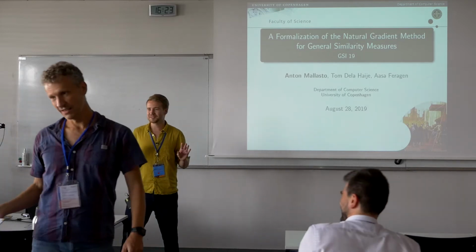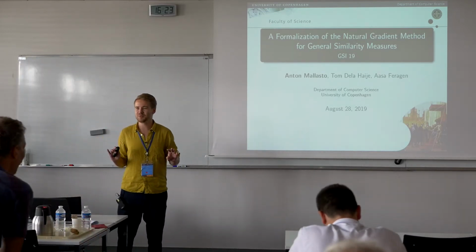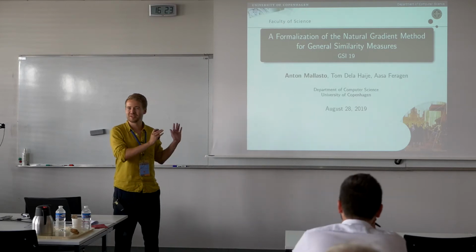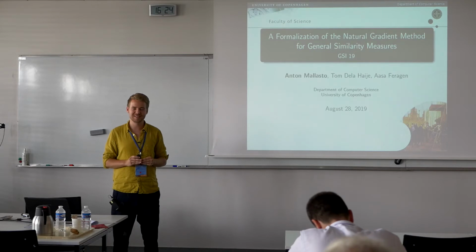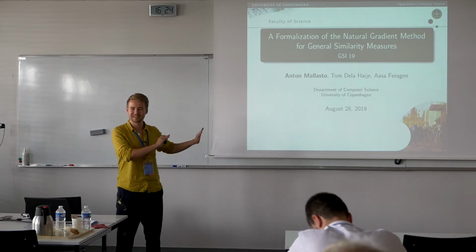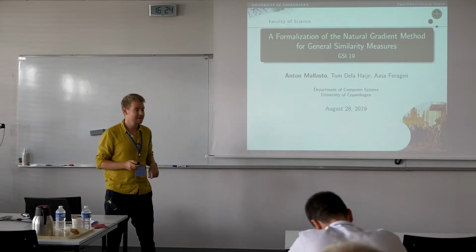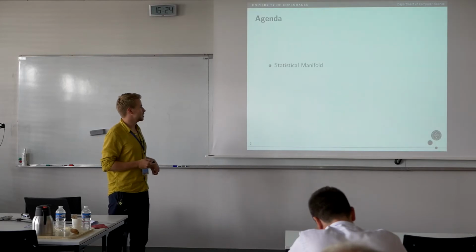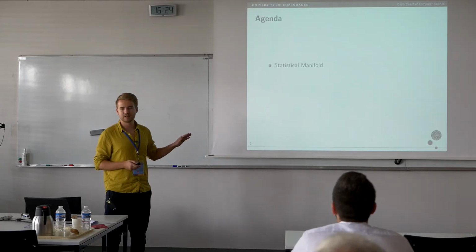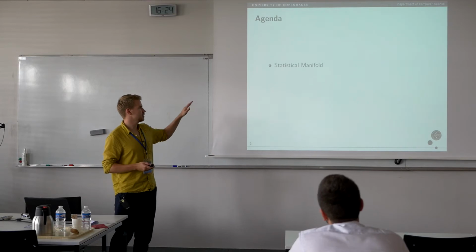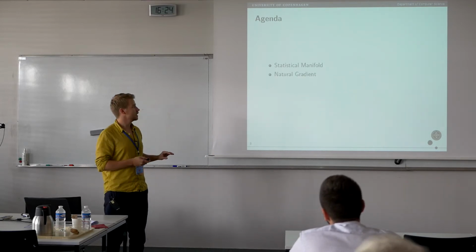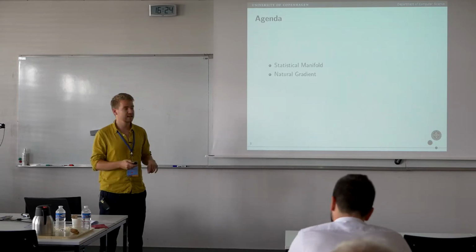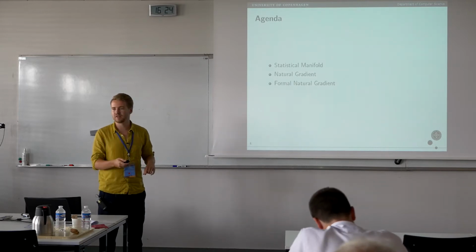So, just the first disclaimer: if there are any information geometers in the audience, this might seem very trivial for you. But I think from the optimization perspective, it's very important that we say these things aloud. Right. So here's the agenda for the talk. We will start by reviewing what a statistical manifold is, then look at what the natural gradient is, and then look at our formulation of that for general similarity measures.